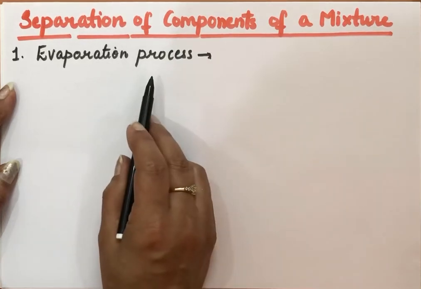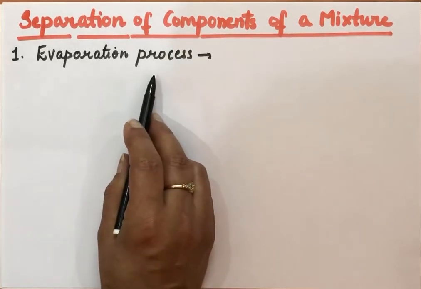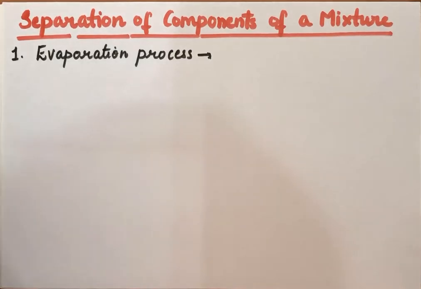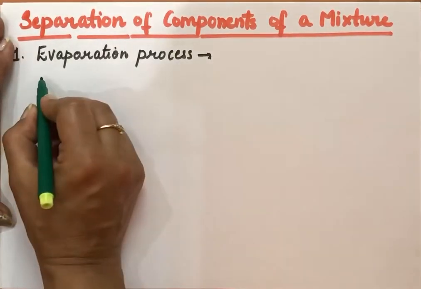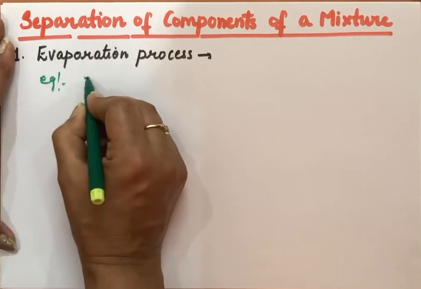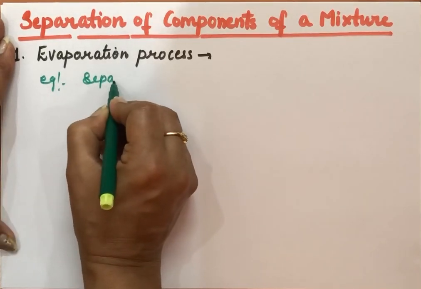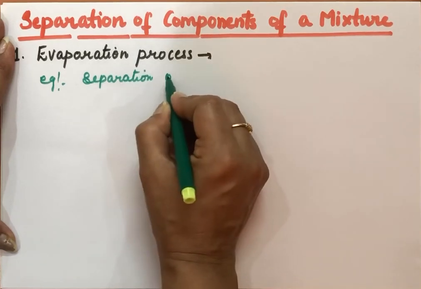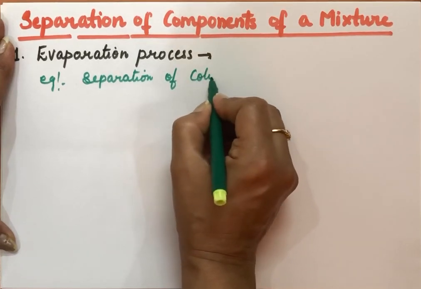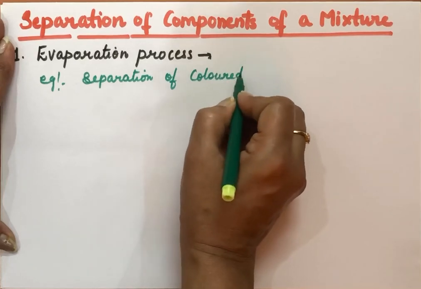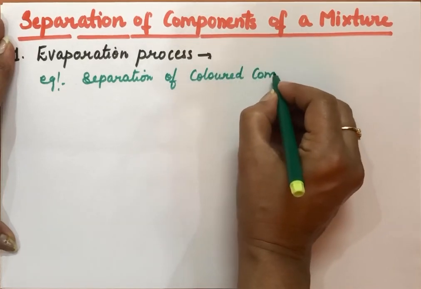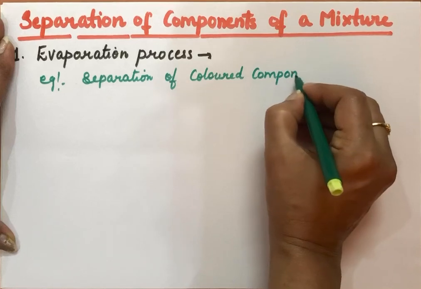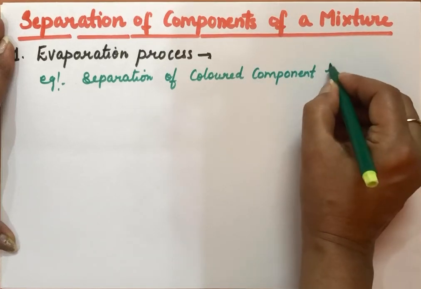So the first technique that I'm taking here is the evaporation process. By evaporation, how can we separate the components of a mixture? And I'm taking the example of separation of colored components from an ink. If we take some ink, blue color or black color or red color ink, that has two things in it. One is a colored dye, and the second thing is a liquid.